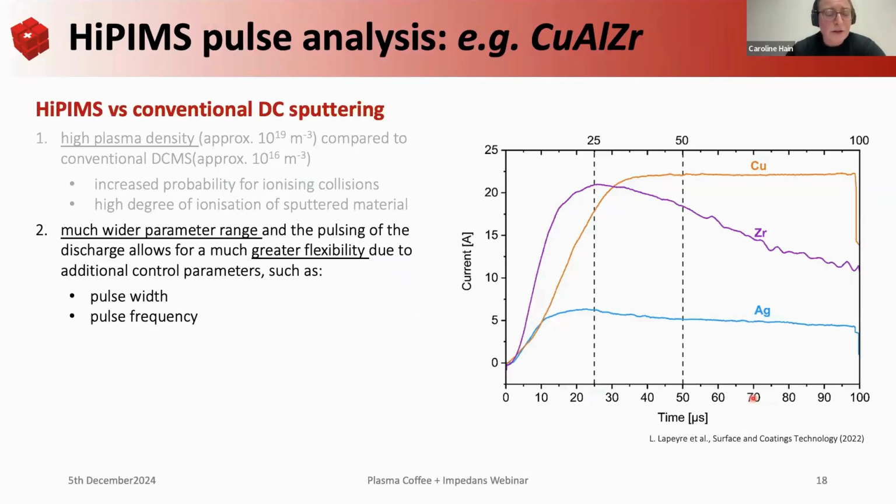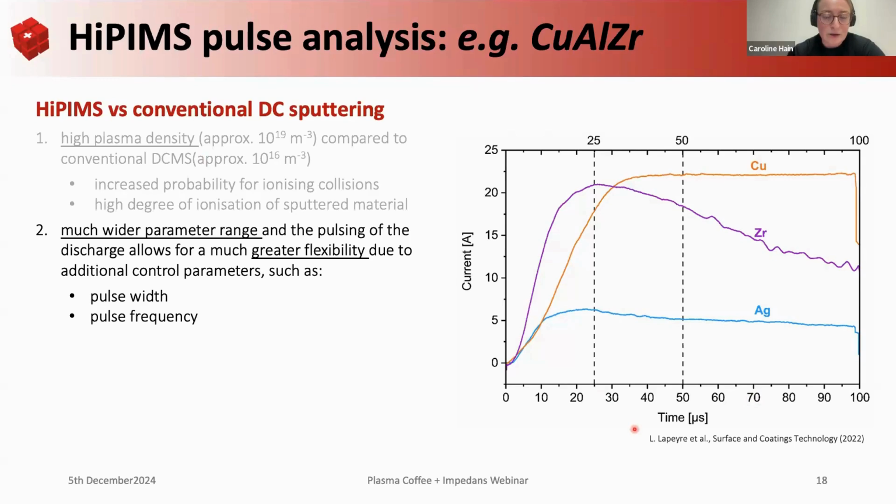So another advantage of HiPIMS. Apart from what we spoke about before, this high plasma density in comparison to DCMS, we also have some additional flexibility, or additional parameters that we can steer. That is the pulse width and the pulsing frequency. And here, this is on the example of copper, aluminum, zirconium.